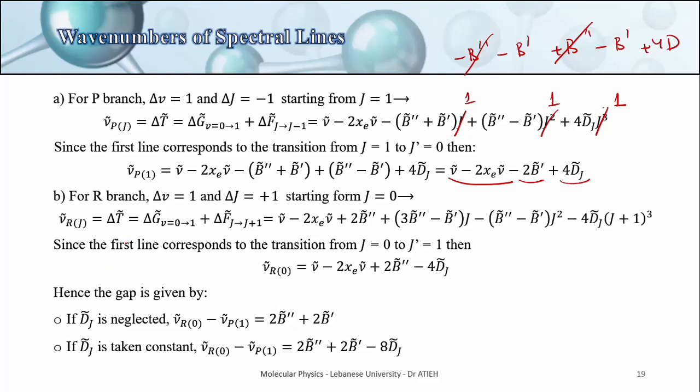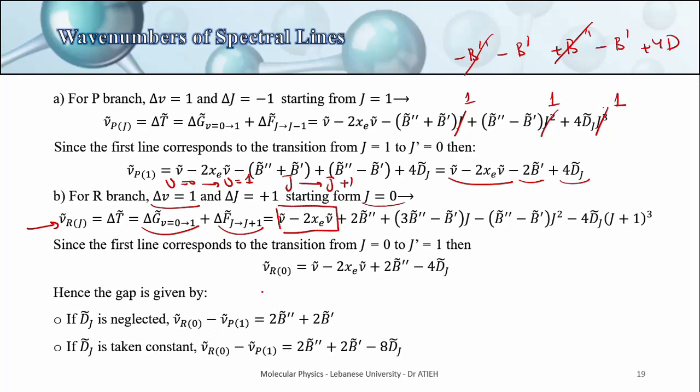Now going to the R branch, delta nu is equal to 1, which corresponds to a transition from nu equals 0 to nu equals 1. Delta J is equal to 1, which corresponds to a transition from J to J plus 1. And the first value of J is 0, which corresponds to a transition from J equals 0 to J equals 1. So the wave numbers of spectral lines corresponding to the R branch is equal to delta T, which equals delta G plus delta F, the vibrational part and the rotational part. This is the vibrational part.